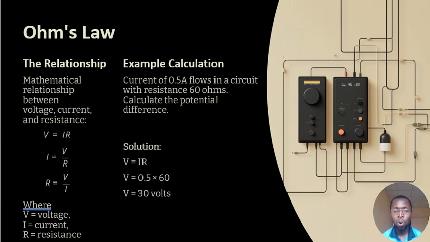So using Ohm's law, which is V equals IR, we multiply I by R, that is 0.5 multiplied by 60, and that will give us 30 volts. That is how to calculate the voltage or potential difference using Ohm's law. This formula can also help us in determining electric current if we are given potential difference and resistance. It can also help us to determine resistance if we are given potential difference and electric current. All you need to do is to make the unknown the subject of the formula.